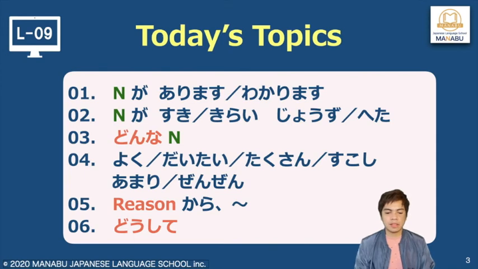Number 4, the adverbs of degree and adverbs of quantity: "yoku," "daitai," "takusan," "sukoshi," "amari," and "zenzen." So we will use "amari" and "zenzen" for negative sentences. Number 5 is we learn the reason "kara." We state the reason and attach "kara" to make the sentence our reason. And the interrogative "doushite," it means why.